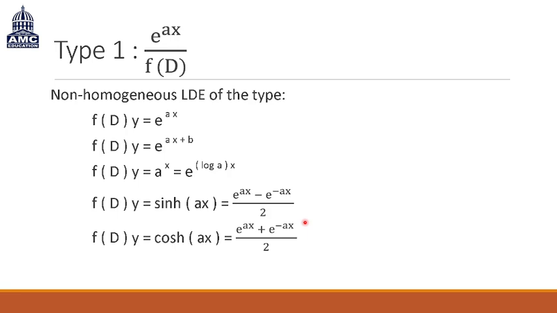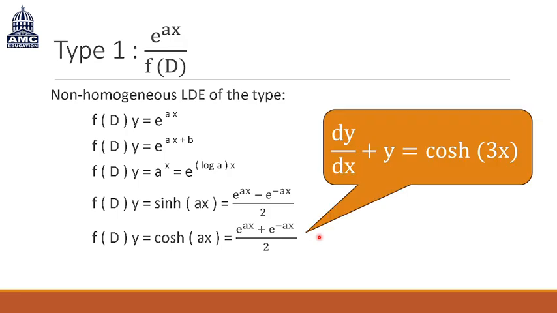And since we can solve sine hyperbolic x, we can solve cosine hyperbolic x as well. And the expansion of cosine hyperbolic ax is e raised to the power ax plus e raised to the power minus ax, divided by 2. And a simple example would be dy by dx plus y is equal to cosine hyperbolic of 3x.